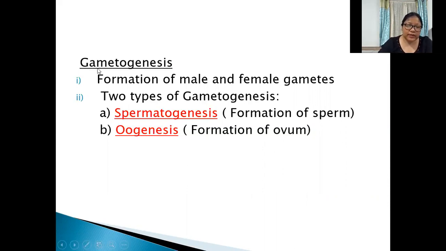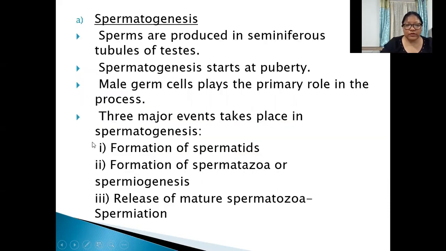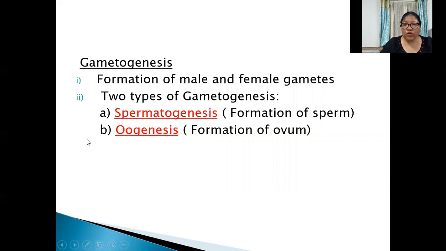So what is the first step that takes place in gametogenesis? The formation of male and female gametes. And based on the type of gametes they produce, gametogenesis is of two types. The first one is known as spermatogenesis, where the formation of sperm takes place in the seminiferous tubules of the testes, and oogenesis, where the formation of ovum takes place in the ovary. So let's discuss spermatogenesis in detail.